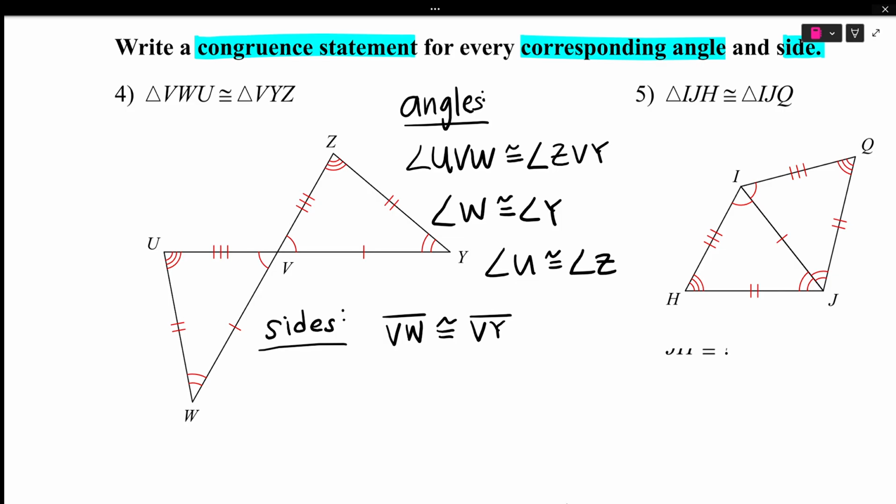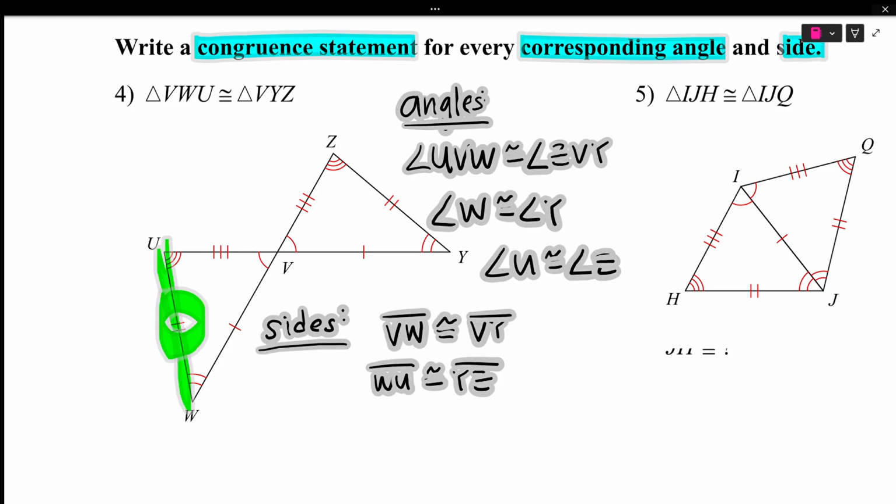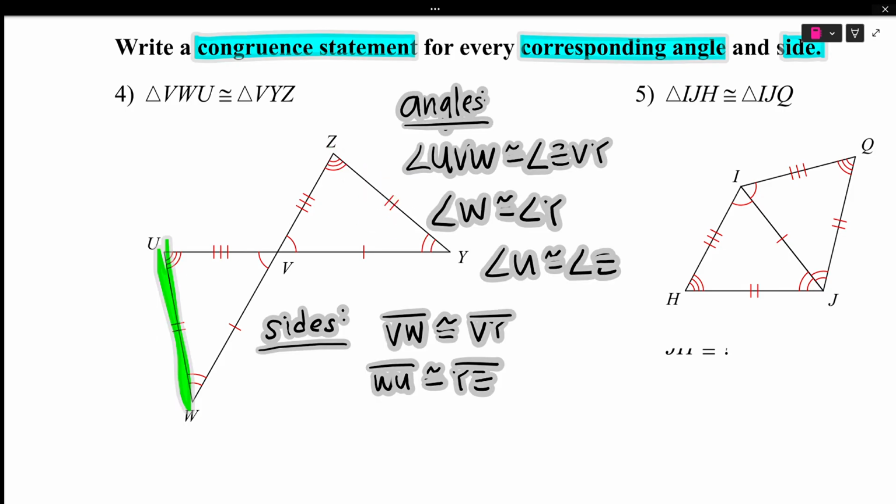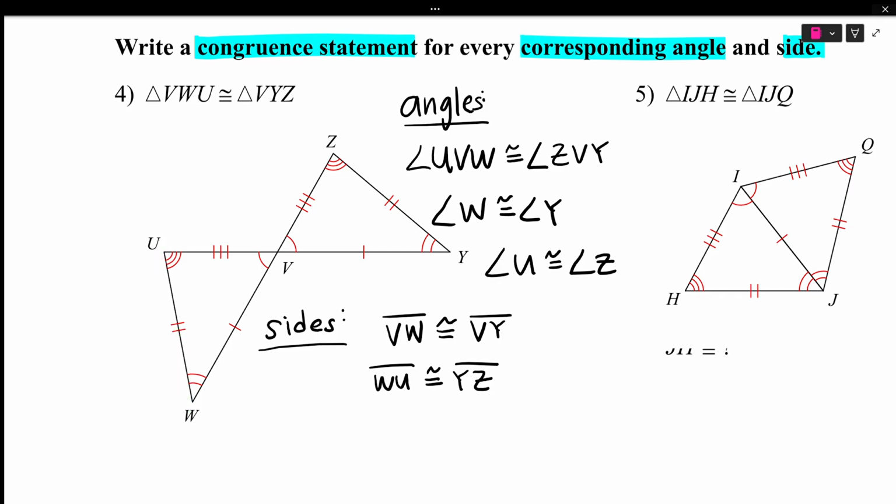The next one is WU is congruent to YZ, right? WU has 2 marks. And then YZ also has 2 marks. Okay. And then UV has 3 marks right here. And then ZV also has 3 marks. It is congruent to ZV. Okay. So those are the corresponding angles and sides for the 2 triangles.